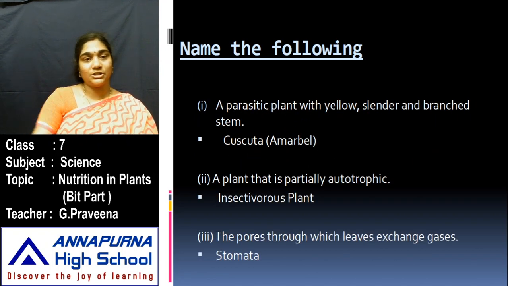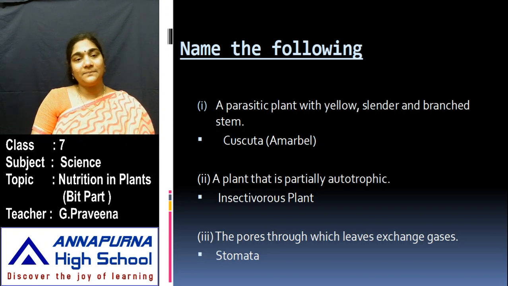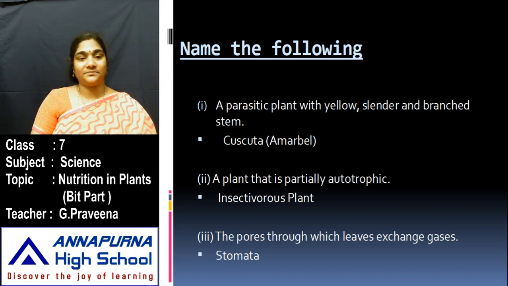Yes, here are the answers for these questions. A parasitic plant with yellow, slender and branched stem. So it is Cuscuta. And the common name for that is amarbel. So it is a parasitic plant where it just twines over the branches of the other plant and it develops root-like structures known as haustoria, through which it penetrates into the host plant and deprives the nutrients from the host plant. So Cuscuta or amarbel is a parasitic plant.